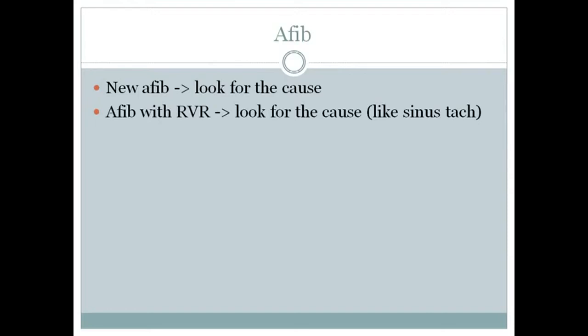AFib with RVR, look for the cause. Think about it as a sinus tachycardia, and more so if a patient has chronic AFib. If somebody has chronic AFib and they have known AFib for many years and they're on Coumadin, and today they are presenting with AFib with RVR, it's not just because the AFib decided to be fast. That sympathetic system is working, and the conduction is better. And somebody is making the AV node angry. So look for the cause. Don't just throw metoprolol on them.